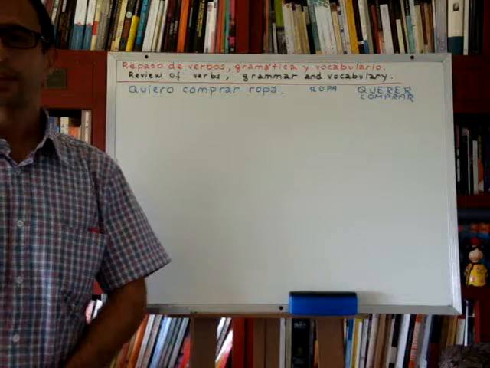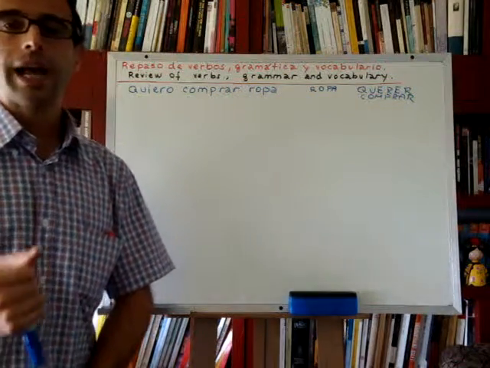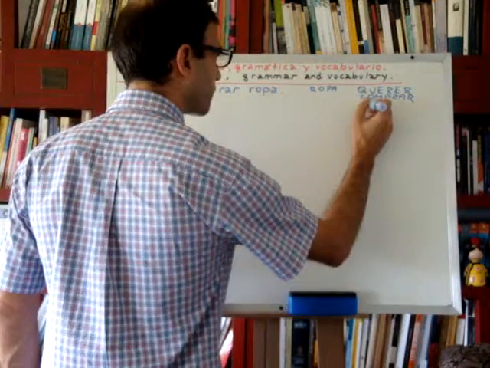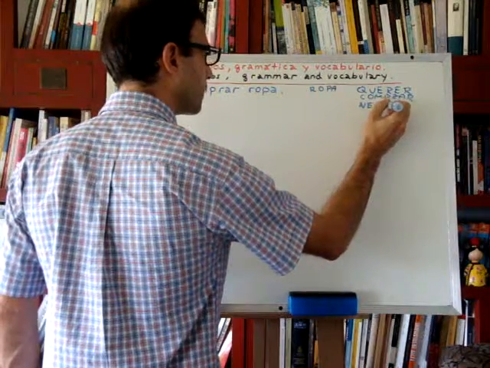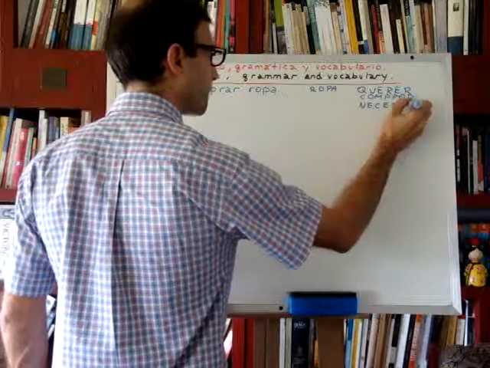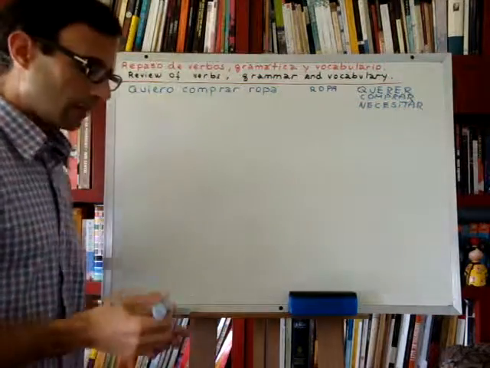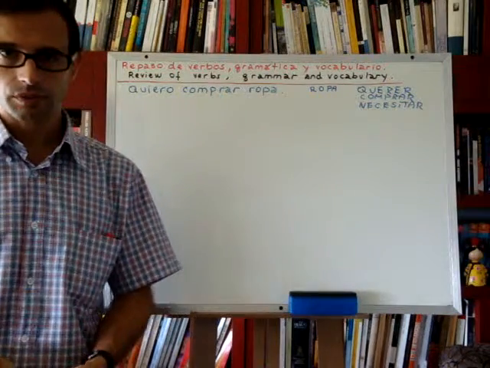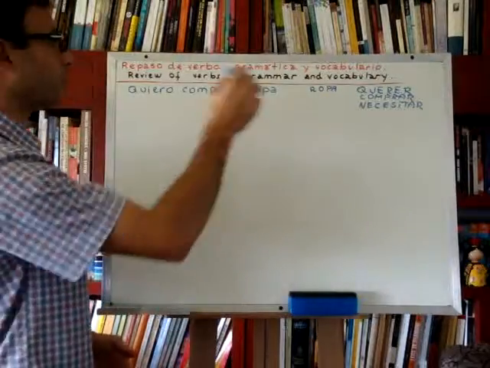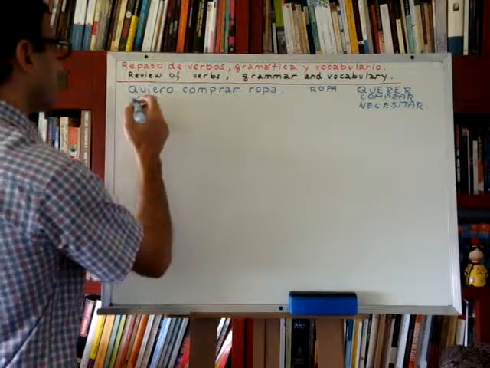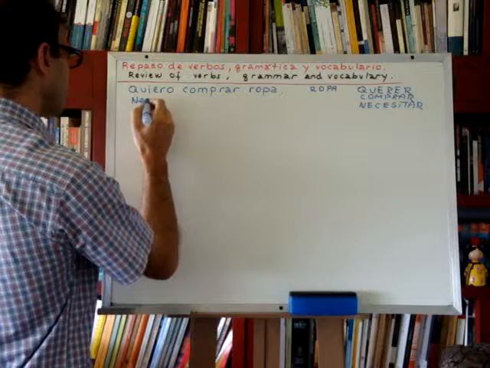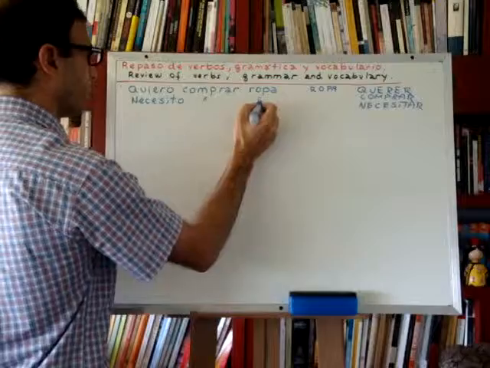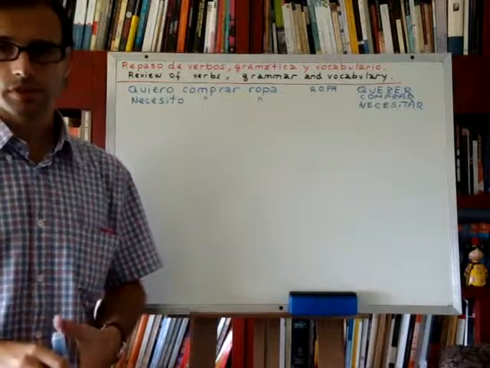If we want to say, instead of I want to buy clothes, I need to buy clothes, we would use the verb necesitar, which means to need. Necesitar. Right? It is a regular verb of the first group. Remember the PowerPoint video lessons, right? How do we conjugate this in the first person? We would say necesito comprar ropa. I need to buy clothes.